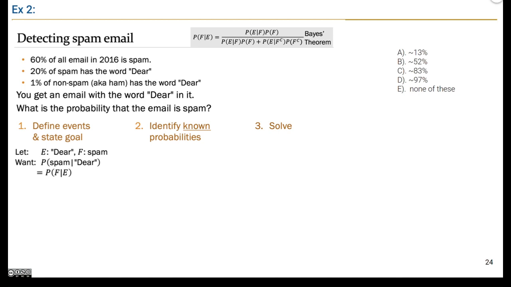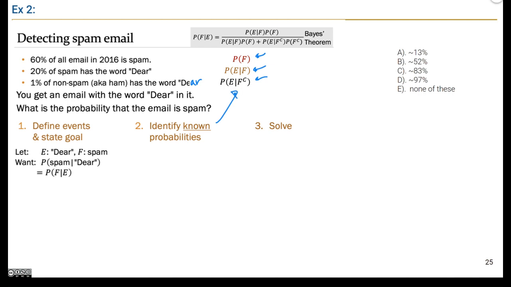All right, so let's let E be the event that the email contains dear, the event F be that the email is spam. We're looking for the probability of spam given dear. And then let's translate these 3 things that were given here into math probability terms. So notice the top one is just the probability of getting spam, so probability of F. This is the probability of E given F, and this is the probability of E given not F. Oh, this should say this has the word dear. Okay, so those are my known probabilities. This is what I want to calculate.